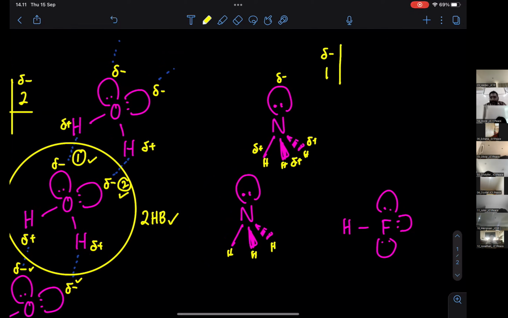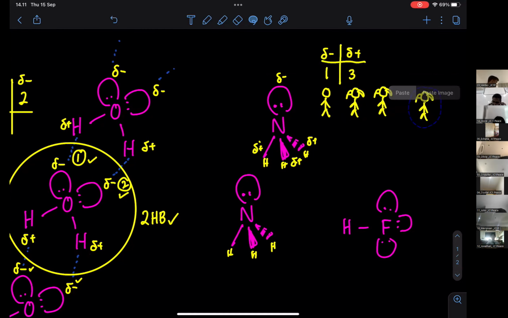Now, how many delta negative do I have per molecule? 1. How many delta positive per molecule do I have? I have a total of 3, you can see 1, 2, 3. It means that you have 1 boy and a total of 3 girls. Even though you have 3 girls, there can be only 1 couple, boy and girl.